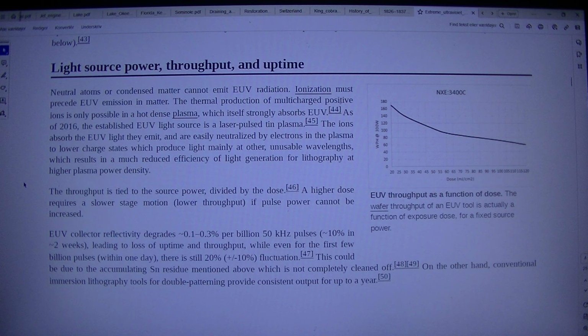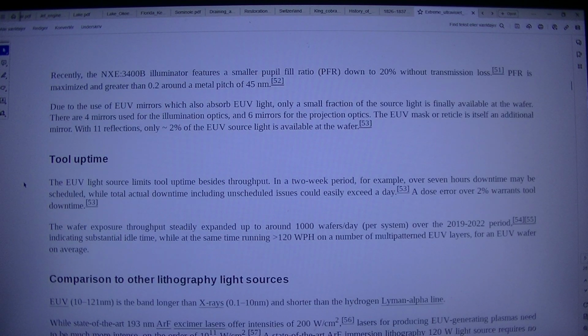48, 49. On the other hand, conventional immersion lithography tools for double patterning provide consistent output for up to a year. 50. Recently, the NXE 3400B illuminator features a smaller pupil fill ratio, PFR, down to 20% without transmission loss. 51. PFR is maximized and greater than 0.2 around a metal pitch of 45 nm.